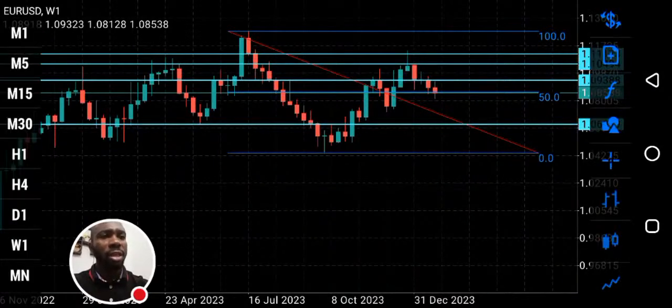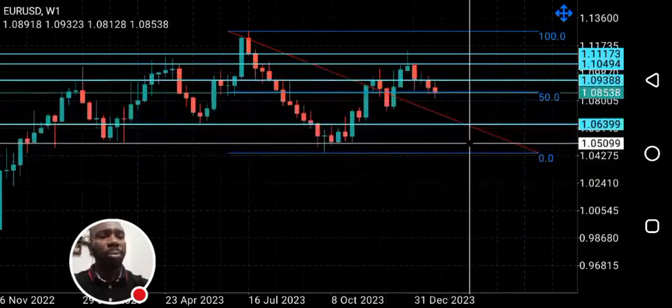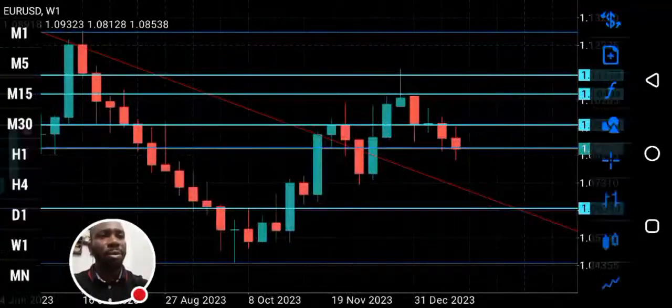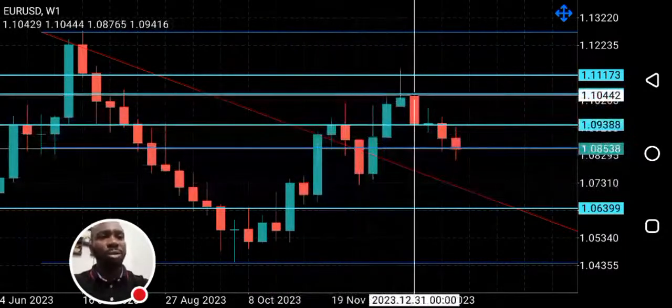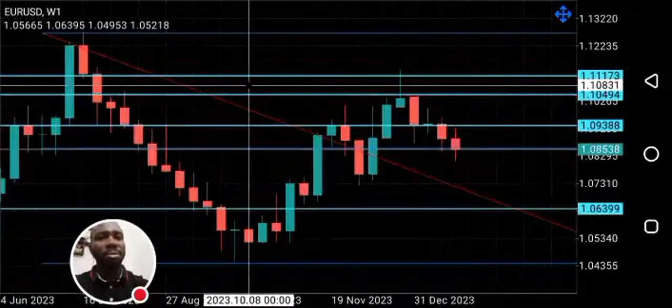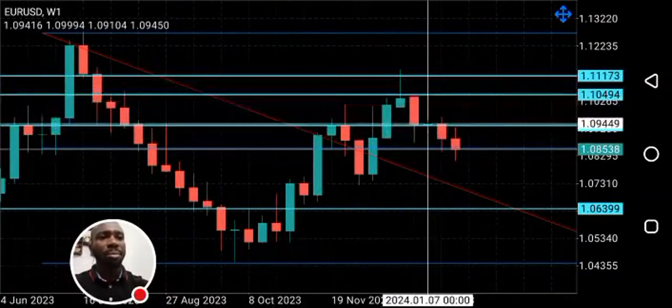Can you see? Immediately that gap got filled, price started dropping. And you can see the candlestick formation that formed at that gap, which is a confirmation that the trend is changing from bullish to bearish. You can see we had a shooting star after filling that fair value gap. Immediately that gap got filled, price started dropping.